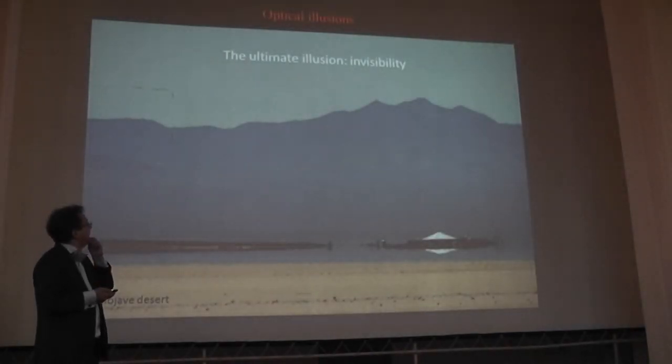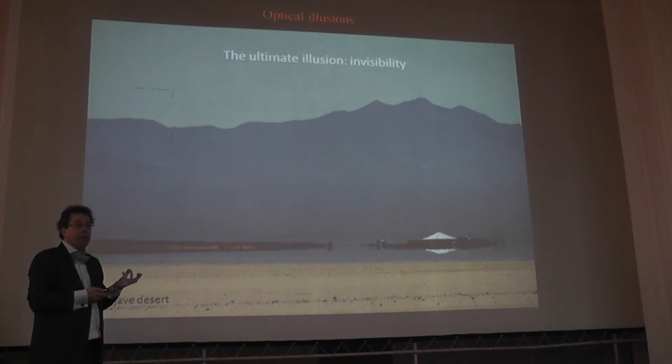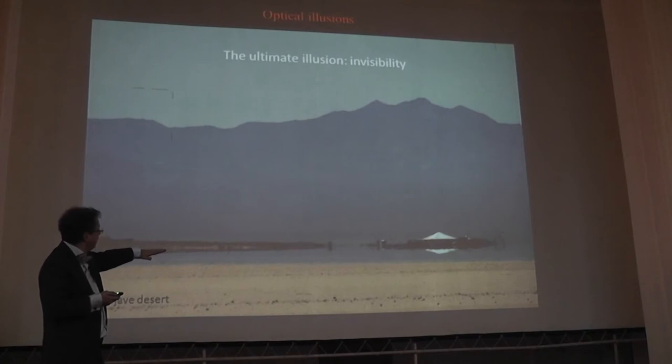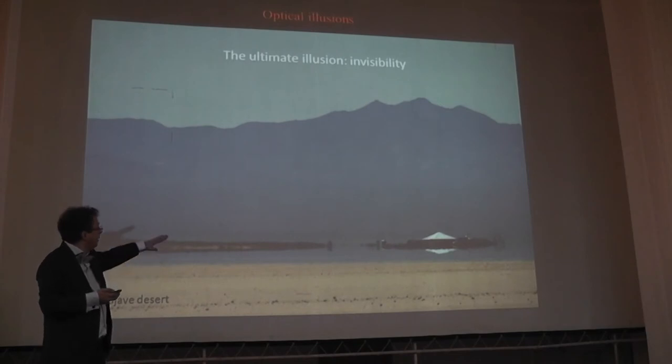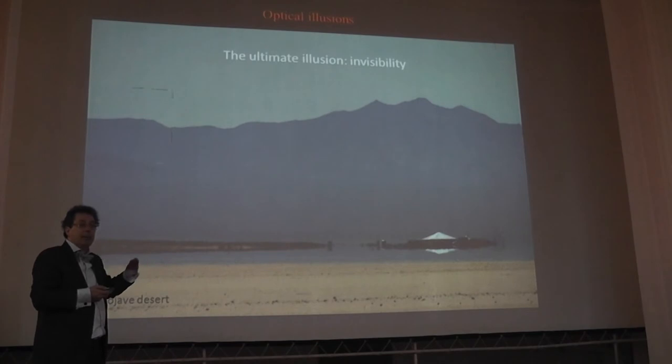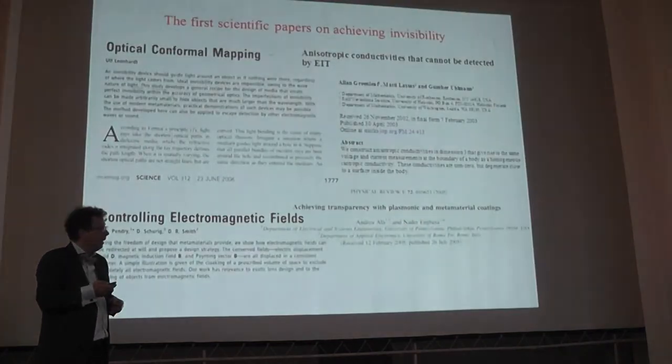Now, the ultimate illusion is perhaps to make things completely invisible. So here at the mirage, you see that there's something going on. So this is an unnatural phenomenon. You see objects where they don't belong. But invisibility is to make things completely disappear, so that's perhaps what constitutes the ultimate optical illusion.